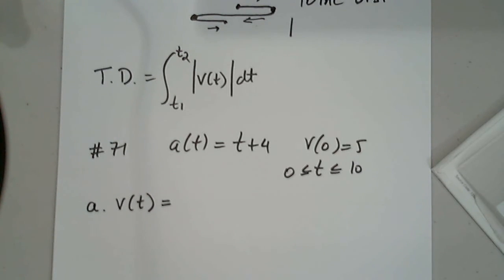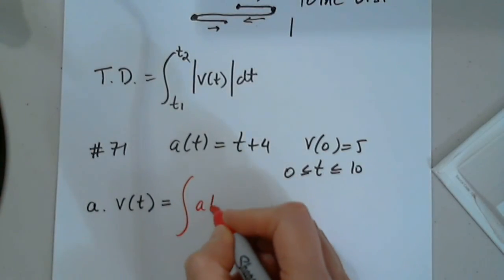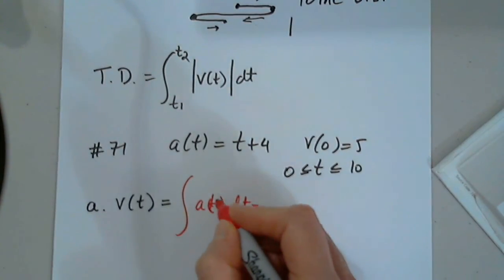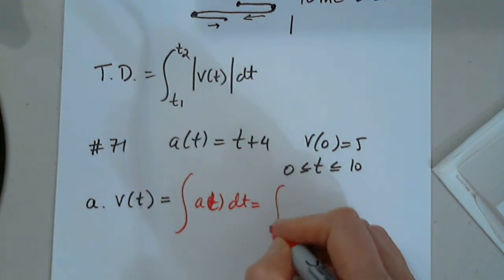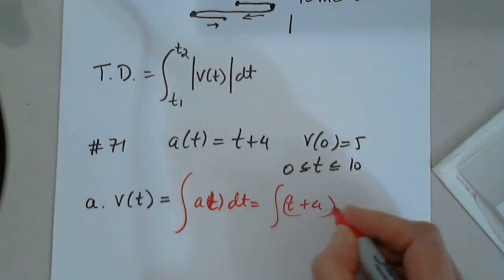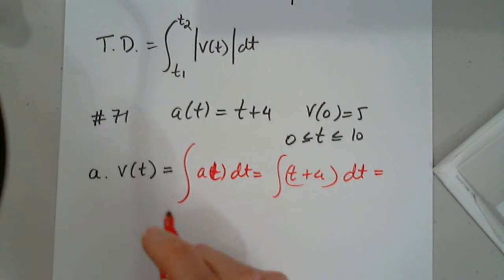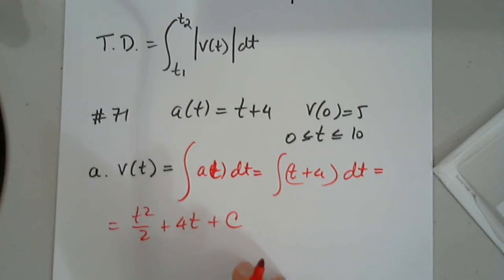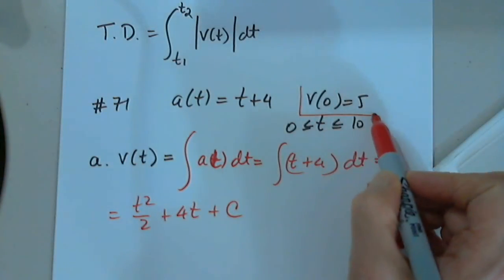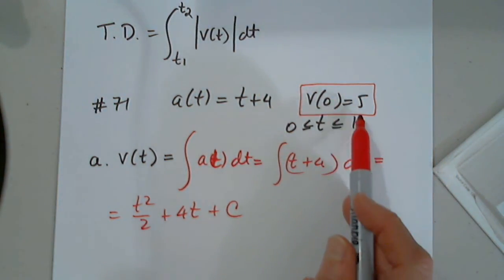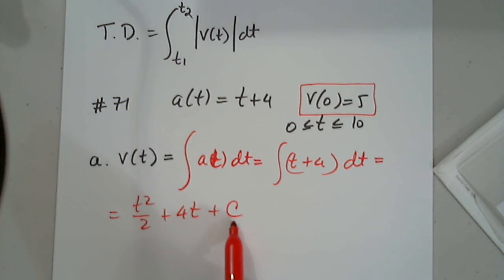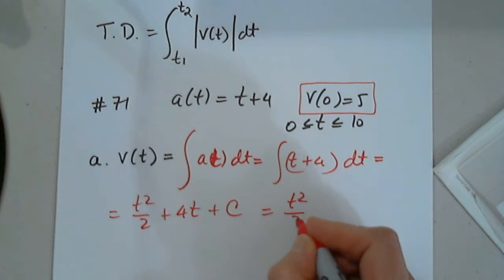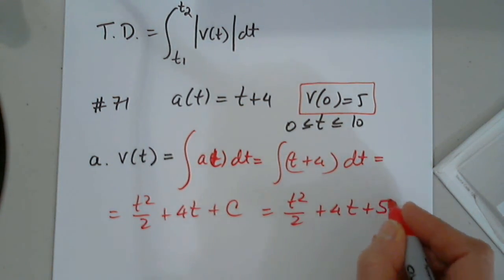How do I determine v of t? Anyone? It's the integral of the acceleration function. Very good. The integral of a of t dt, the indefinite integral. So this is the integral of t plus 4 dt, which we know is t squared over 2 plus 4t plus a constant c. This is super important. V of 0 is 5, so then obviously c is 5. So v of t is t squared over 2 plus 4t plus 5.